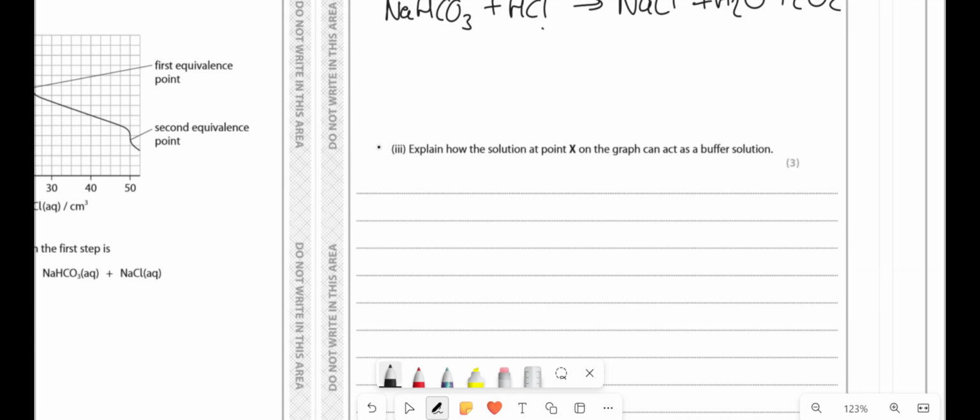And then it says, explain how the solution at point X can act as a buffer. So this is X. Any buffer in the entire universe is a weak acid or a weak base mixed with its salt. If you have that, you've got a buffer, you're in the clear, no matter what. A lot of people say it resists pH changes and so on, but that's not useful. It's this that sets it up.